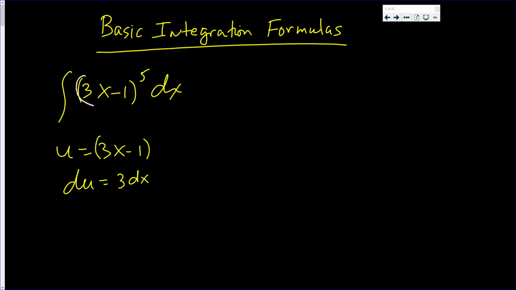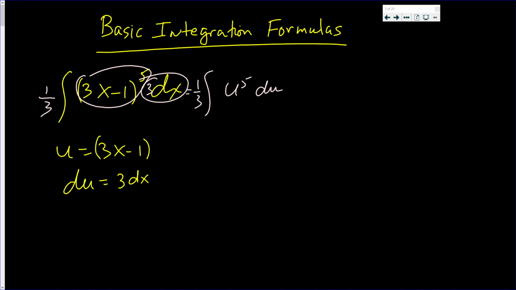That would make this piece u to the 5th. But we need 3 dx before I can write du, so we bring in a 3, so that's du, and I have to bring out the multiplicative inverse of 3, which is 1/3. That is, 1/3 times 3 is 1.